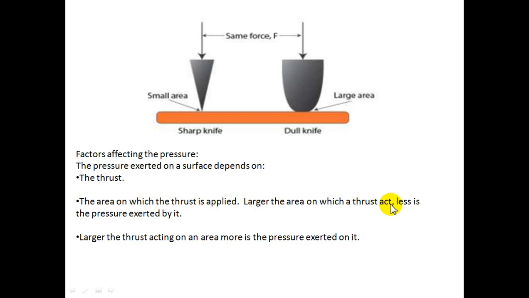The larger the area on which thrust acts, the less is the pressure exerted by it. The larger the thrust acting on the area, the more is the pressure exerted. Here the area will be smaller, and pressure is directly proportional to thrust and inversely proportional to area. So if area decreases, pressure increases; if area increases, pressure decreases. In this way you can understand, and this is a very important term. You will get different types of calculations on it, and many practical questions will be asked on this basis, such as what will be the pressure in that case, and what will be the pressure in another case.